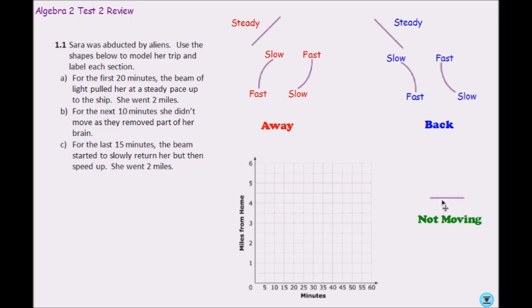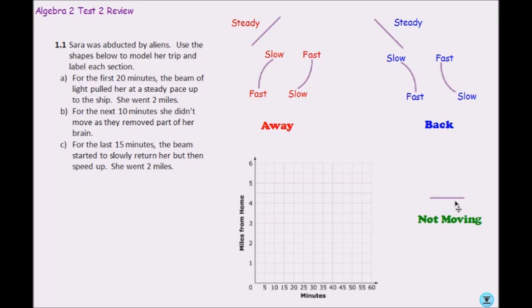And then the horizontal line here means that you're not moving at all. The reason why that would be horizontal is because your distance away from where you started isn't changing. You're not going away, you're not coming back. It's just staying the same.